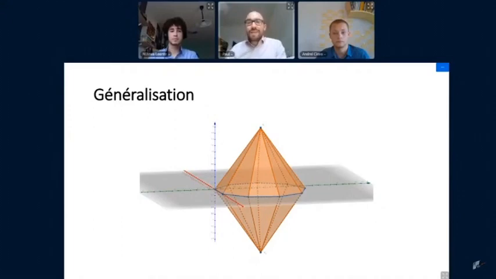Then, can 99-faced prismatic dice really be fair in practice?